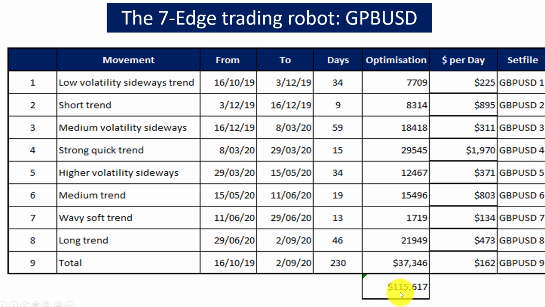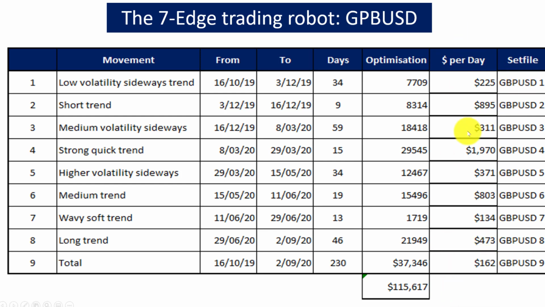Okay, so we got those results, and you can see then we said, all right, well, let's convert it to dollars per day. Let's see which strategy gave us the biggest dollars per day. And obviously the quick trend gave us almost $2,000 a day trading that particular trend. And you can see some of the trends were very bad, only $200 or so, but that's just another statistic. And then we created set files.